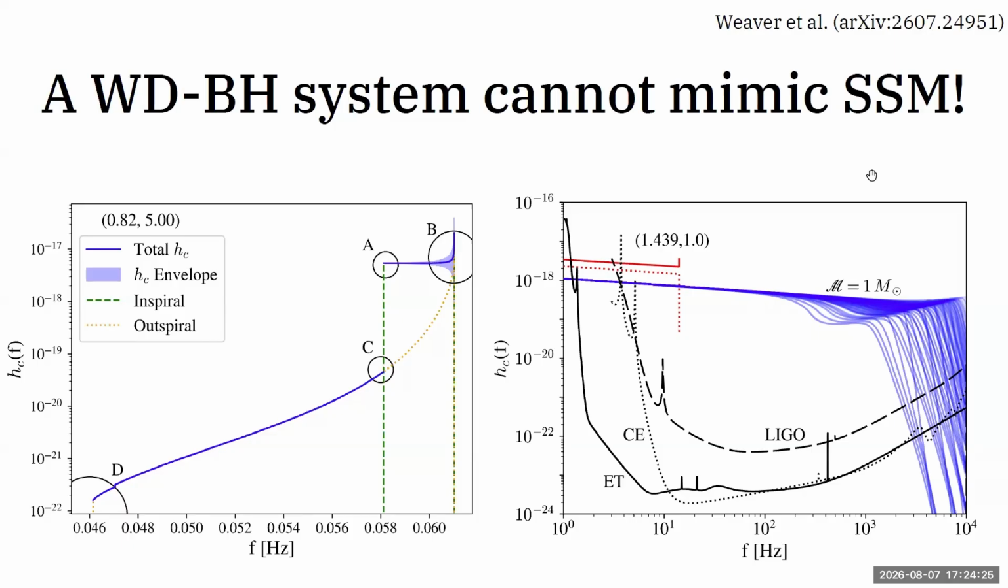That's the signal. In terms of the signal noise curve, this is the noise curve for LIGO, Cosmic Explorer and Einstein Telescope. This system will generate a signal here. On the other hand, my system can go all the way to high frequency. So we can clearly distinguish between a white dwarf black hole system and a small black hole system. That's not a problem.